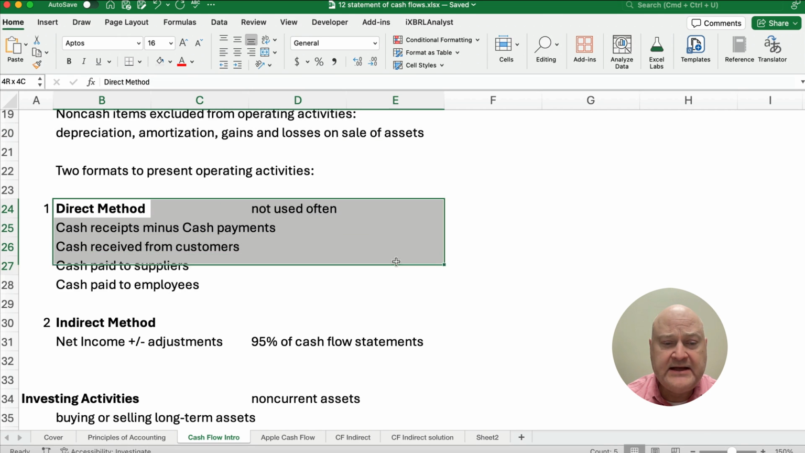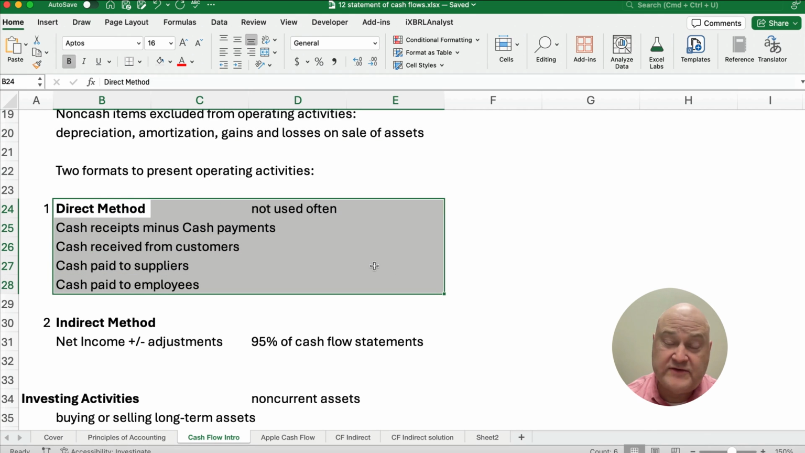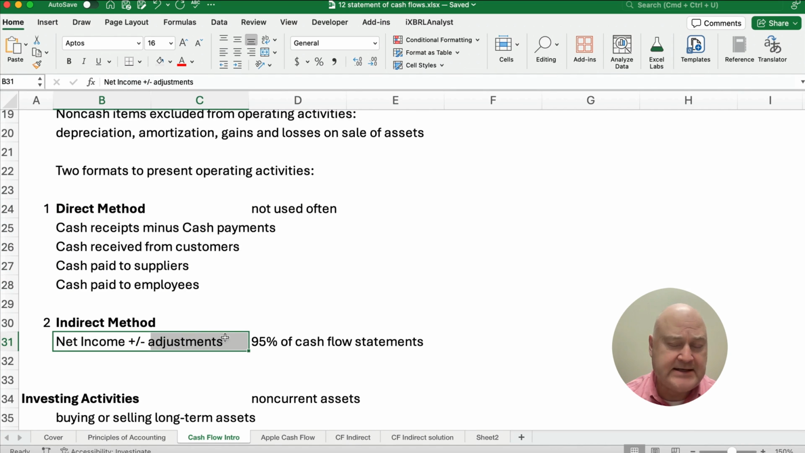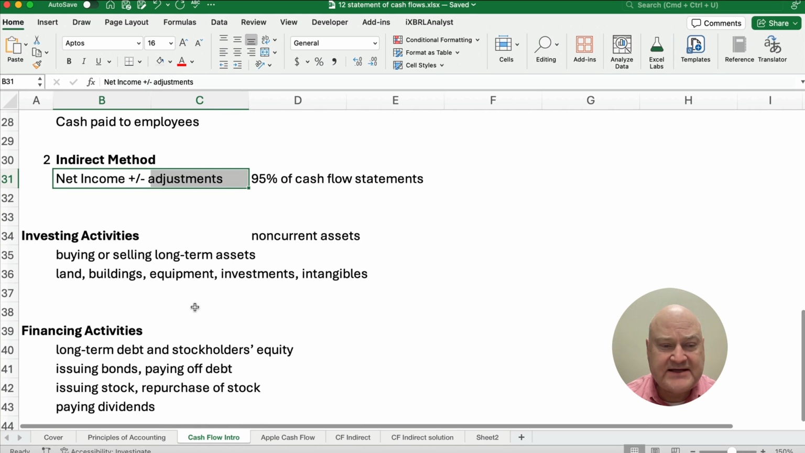Now, the direct method sounds really great, but it's not used very often, so you're not likely to see it. And here's why. It takes cash receipts minus cash payments, and you have things like cash received from customers, cash paid to suppliers, or cash paid to employees. So it's easy to read, but it's kind of hard to prepare because of the accrual accounting. So 95% of the time, we're going to use the indirect method, which means we start with net income and then we make adjustments.